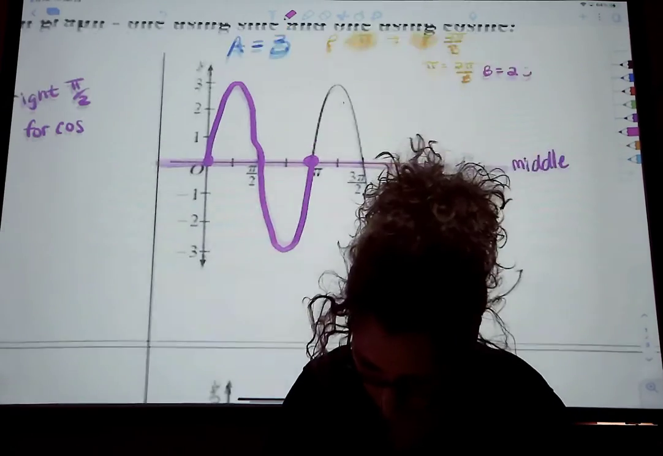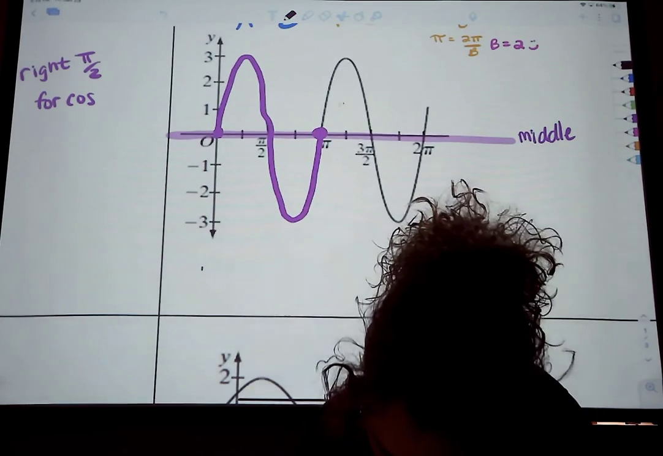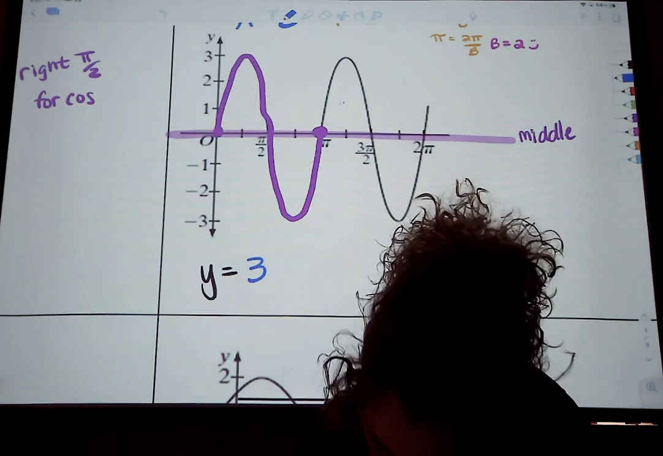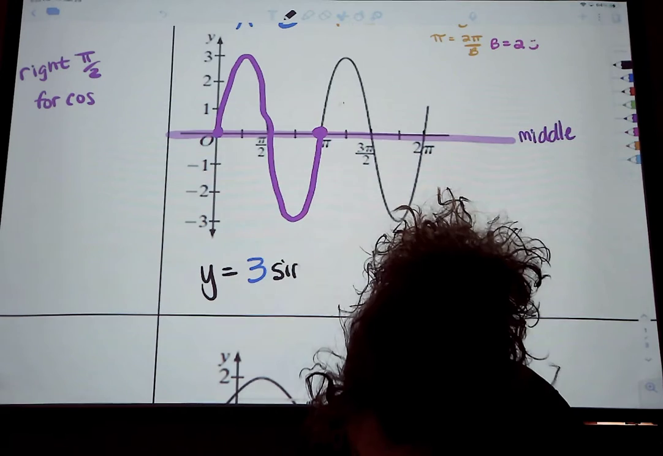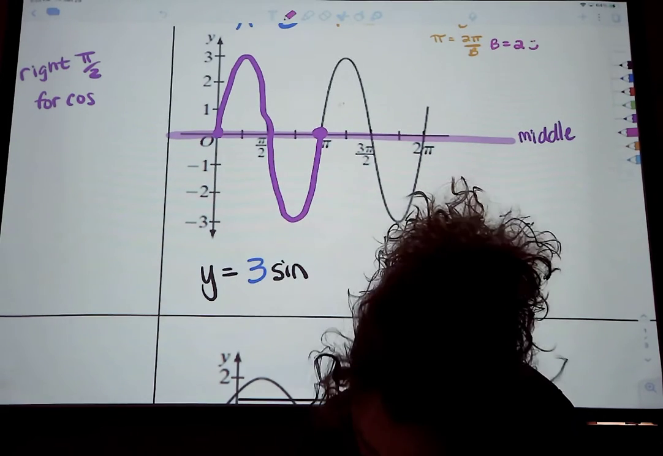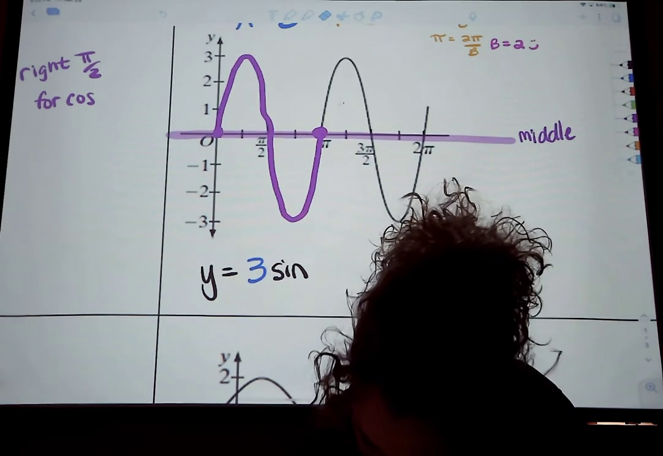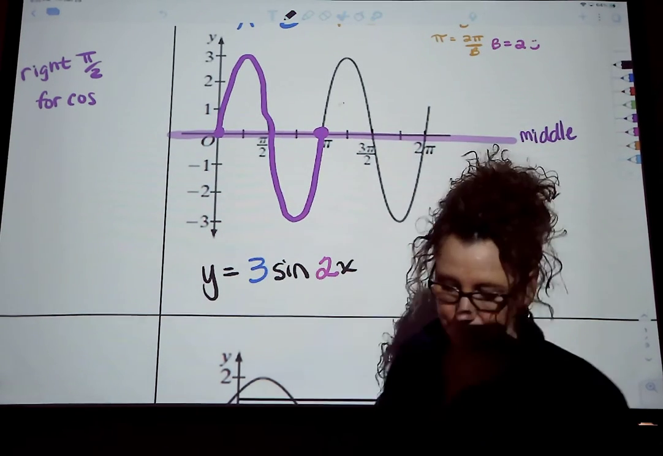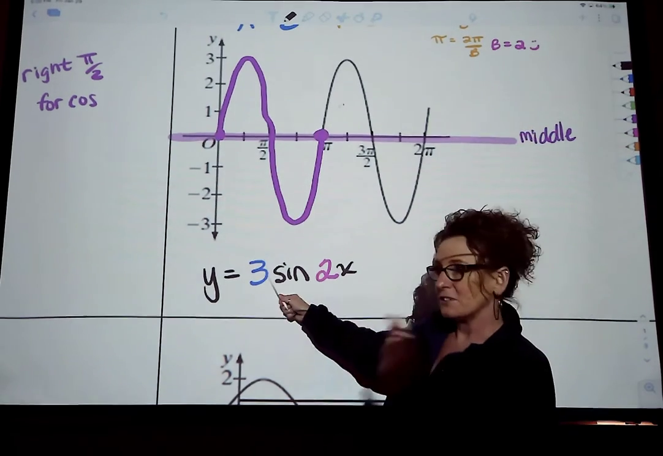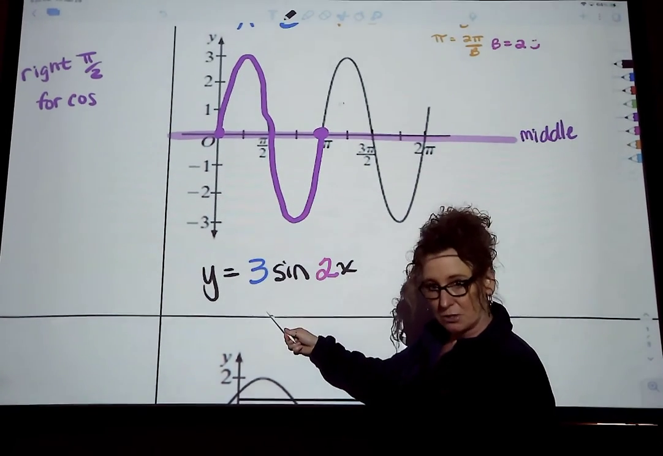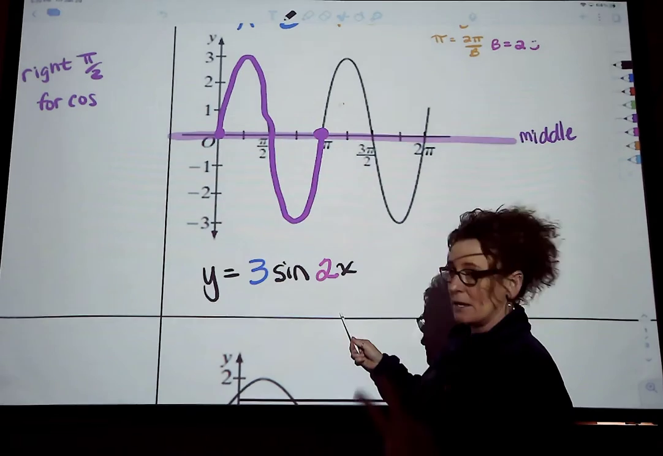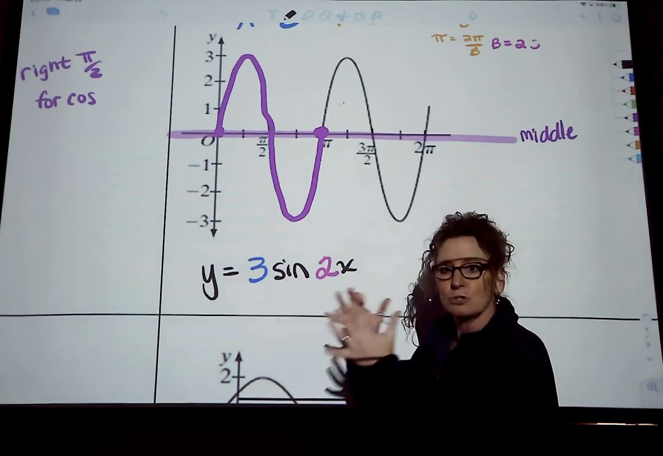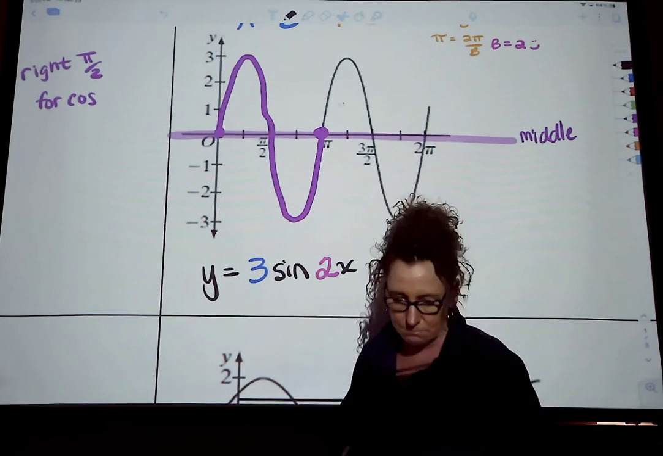Not ready to write my cosine yet, but it's all going to stay the same when I do. So here I go. Y equals amplitude of 3 sine b times x. So the amplitude for sine is going to be the same when I do amplitude on cosine. The b value is going to be the same for cosine. The only difference is I have to find a horizontal shift to make that cosine.